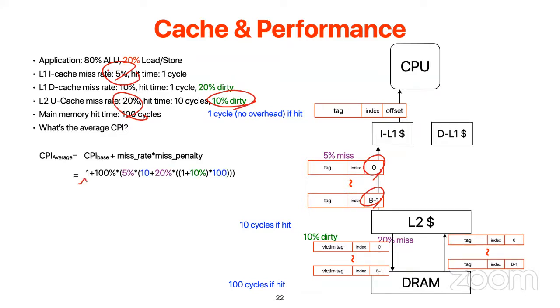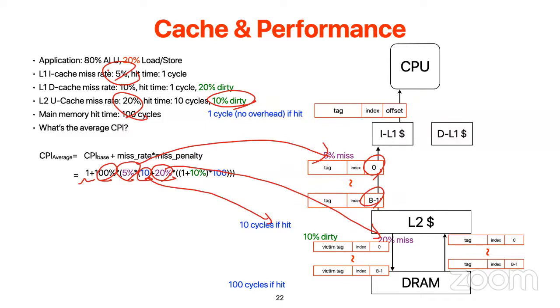This 1 is the base CPI. This 100% means every instruction. This 5% means the miss rate, and this 10 means the hit time of L2. And this 20% means 20% of the time is still a miss. And this 1 means that everyone needs to fetch the data. And this 10% means that 10% of them are dirty, and 100 means 100 cycles delay, right? So that's why this comes up with that.